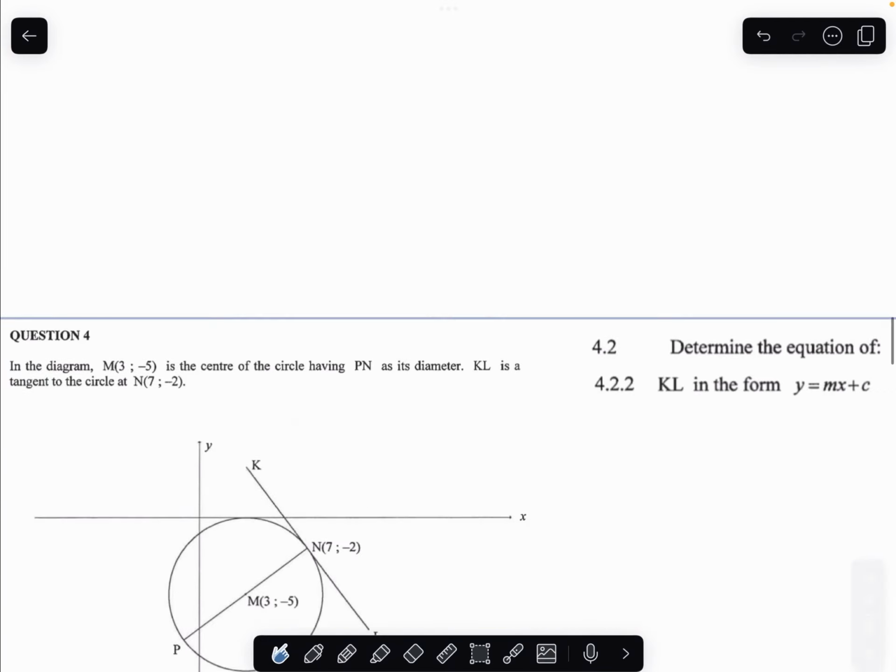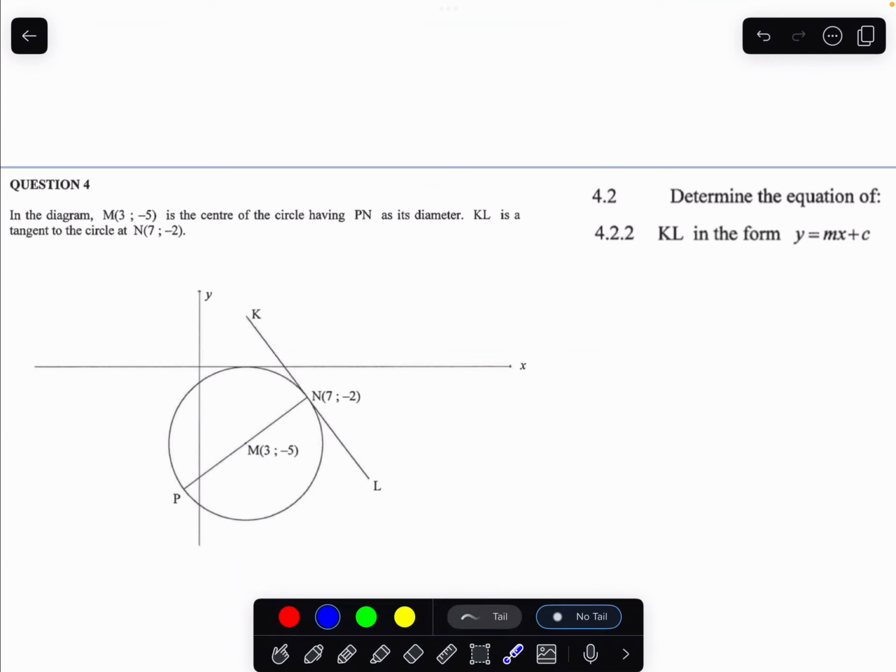okay. Anyway, determine the equation of KL, the tangent, in the standard form. Okay, right, so in order to do that, we're going to find the gradient of the diameter, because we know that the diameter and the tangent are perpendicular. So if I know the gradient of this guy, I can then work out the gradient of this guy and then sub in this point to figure out what c is.